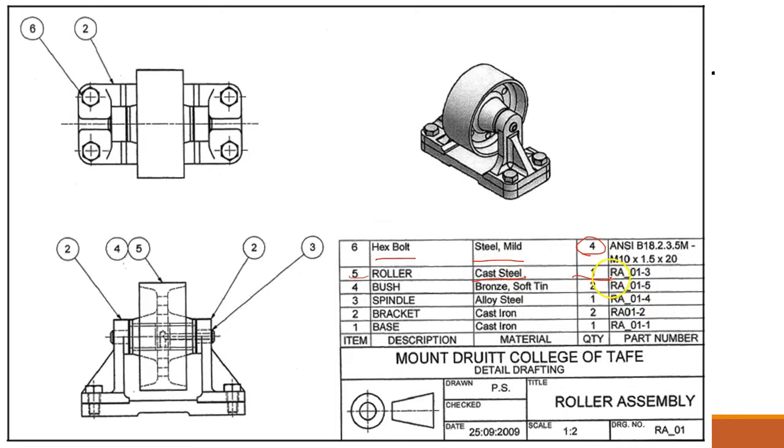You only have one, a quantity of 1, and it is seen in part number RA01-3. So that lets you know there's the details of this with all the dimensions, all of the tolerances, all the surface finishes is going to end up in this drawing. So this is the drawing you're going to need.